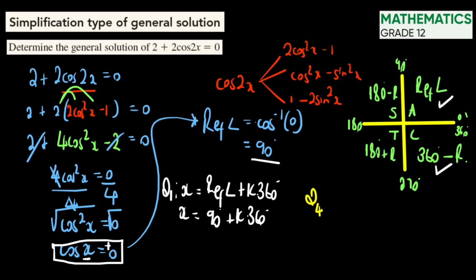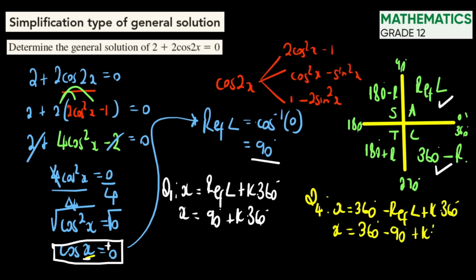Quadrant number 4 will be dealing with x. So x is equal to 360 minus the reference angle plus k times 360. x is equal to 360 minus the reference angle, which is 90, plus k times 360. Therefore, x is equal to 270 plus k times 360. And we have to mention that k is an element of the integers.